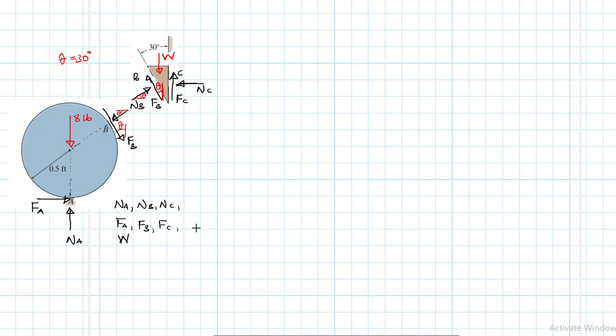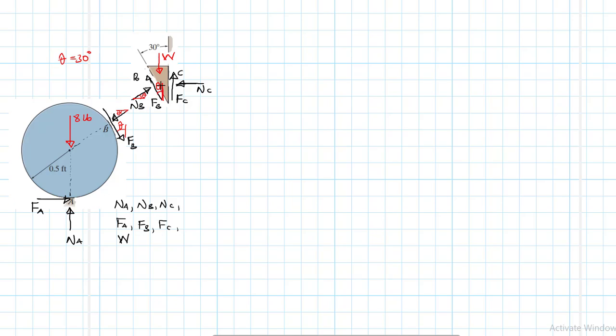And how many equations do we have? For the equations of equilibrium, for the cylinder we have 3 equations. For the wedge, we have only 2 equations of equilibrium: summation of forces in the y and in the x. We cannot take moments on the wedge because we do not have any dimensions.